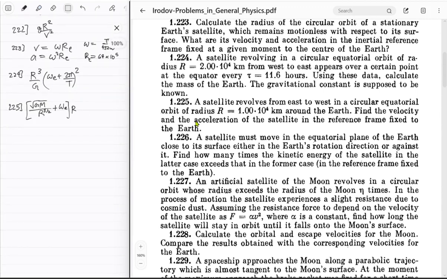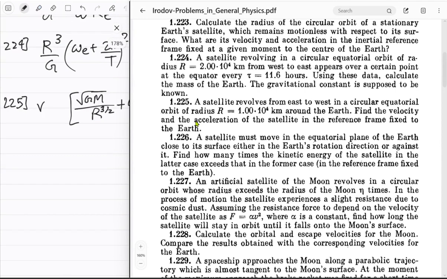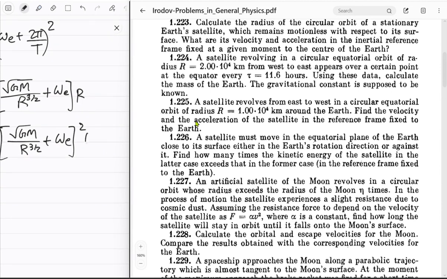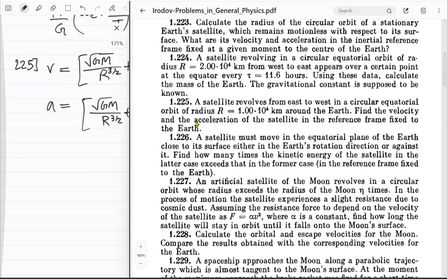All right, this should work out. So this is the velocity with respect to Earth, and then the acceleration with respect to Earth is just equal to omega squared r. Remember, r dot is just 0, so no big deal about that. And then you got plus omega e squared, and r, and I'll just leave it like that. I won't calculate. So 226.